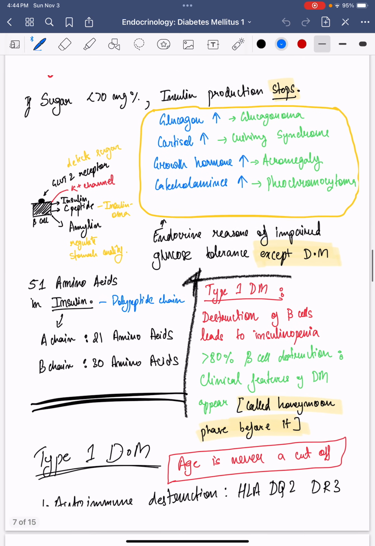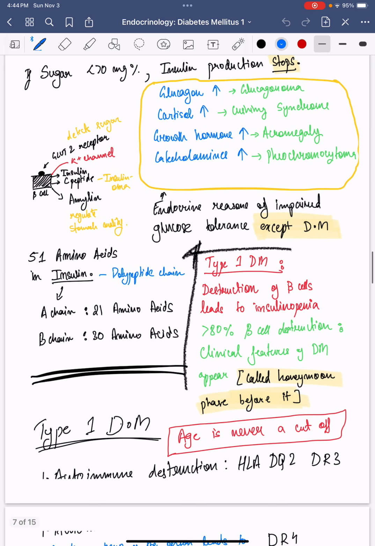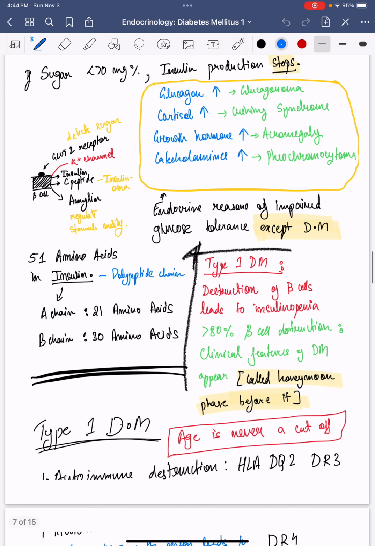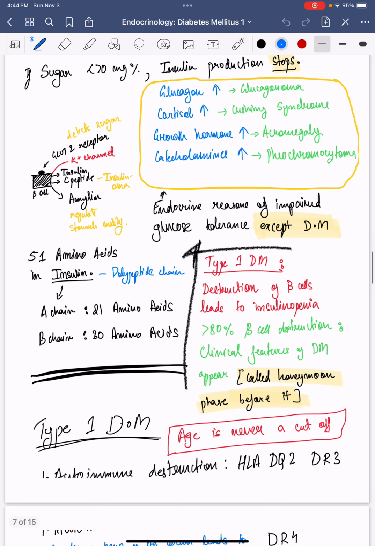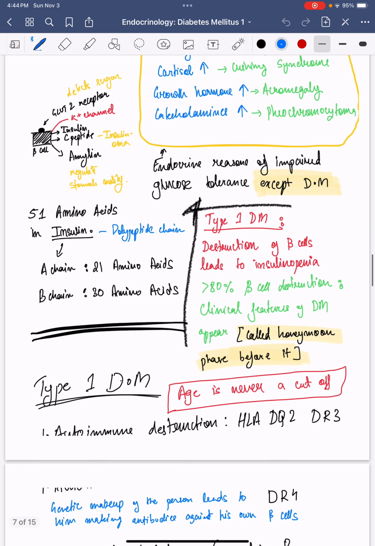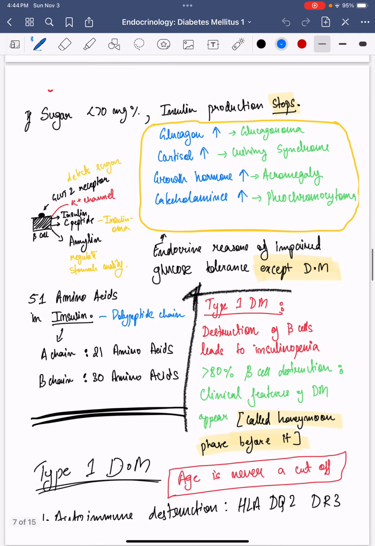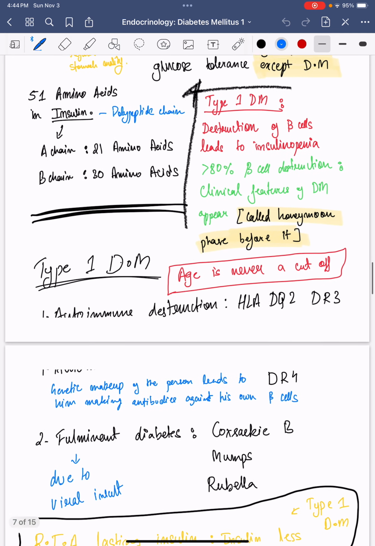Insulin has 51 amino acids and it is a polypeptide chain. It has two chains, A chain and B chain. A chain has 21 amino acids and B chain has 30 amino acids. So let's go to types of diabetes mellitus.